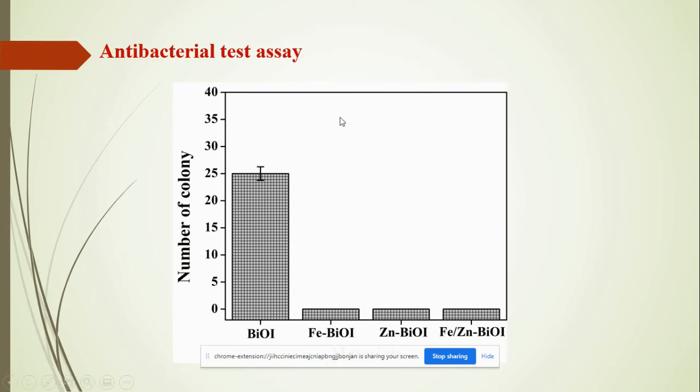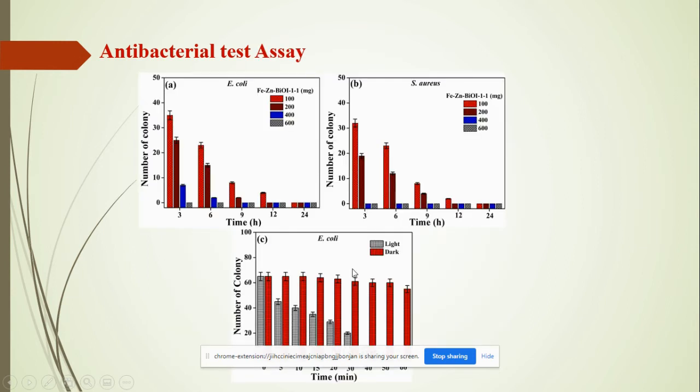Then we used different kinds of semiconductor material for biological degradation using solar radiation. Here is the result of the antibacterial test assay, and we can see that the number of colonies decreases using bimetallic bismuth oxyiodide based photocatalyst. So here we used two different kinds of bacteria, E. coli and S. aureus, and we found that on increasing the concentration, using 1:1 FeZn and BiOI based photocatalyst, the number of colonies reaches up to zero value within 24 hours.